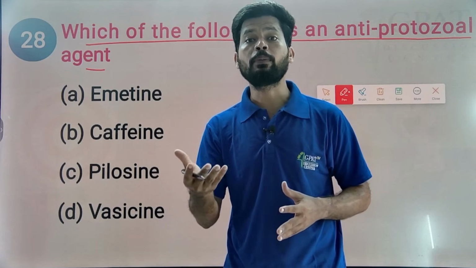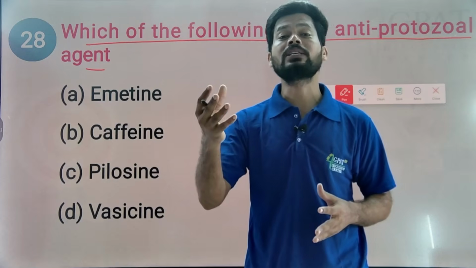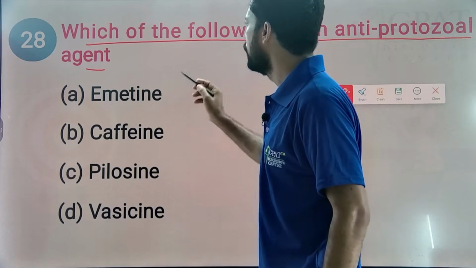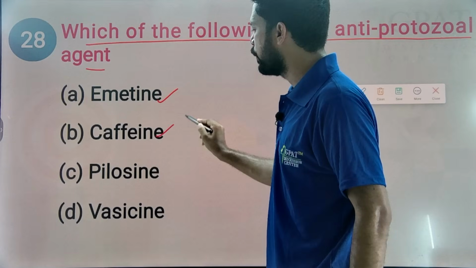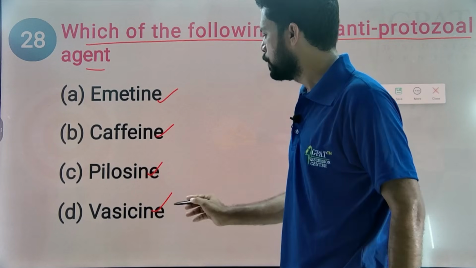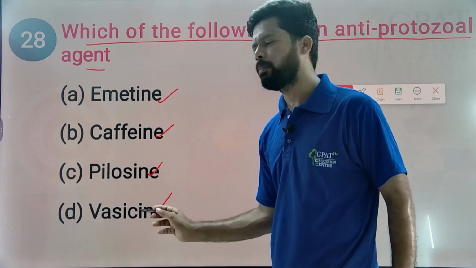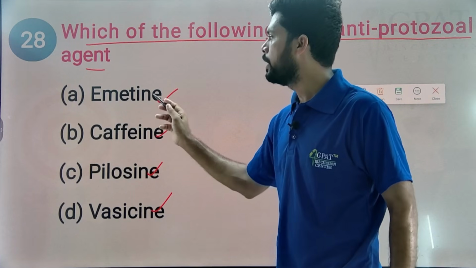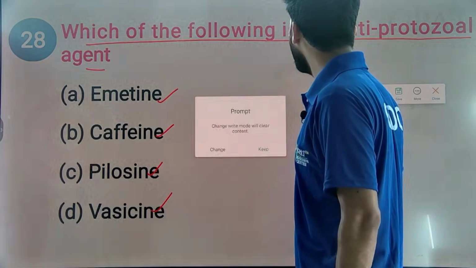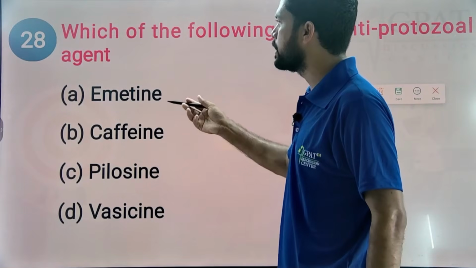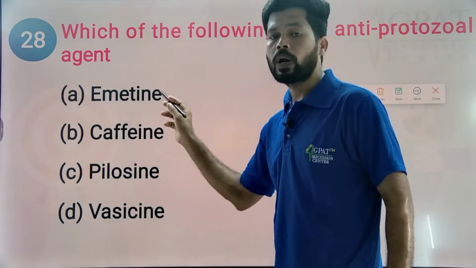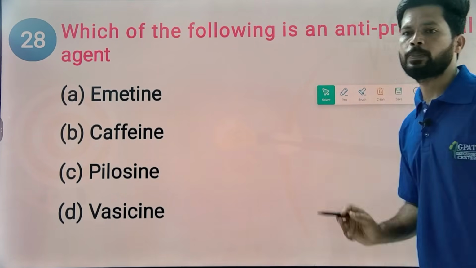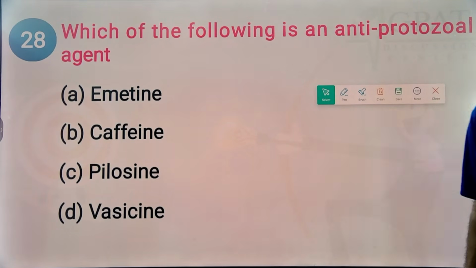The amoeba enters the intestine and causes lysis of tissue in the GIT. Entamoeba histolytica. So the options are emetine, caffeine, psilocybin, vasicine. Vasicine is from the Vasaka, a bronchodilator. Psilocybin is also an alkaloid. Caffeine is a CNS stimulant. Emetine, the name itself indicates it causes emesis, and it is also a natural alkaloid used in treatment of protozoal infections, especially amoebiasis, that is Entamoeba histolytica.